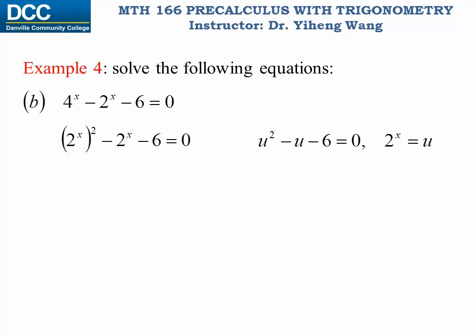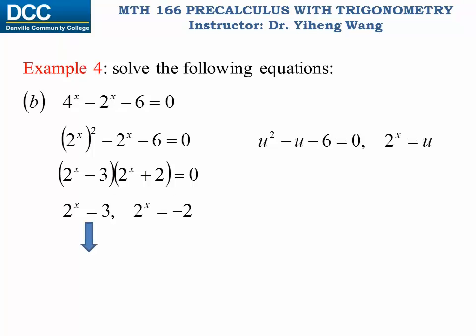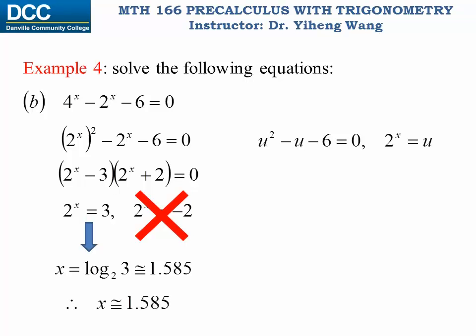So you can again factorize this quadratic equation and then solve for 2 to the power of x to be either 3 or -2. Again, your job is not done. From the first equation, rewrite this into the logarithmic form and solve for x to be approximately 1.585. The second equation is impossible. It will not yield any solution. Therefore, the only valid solution in this equation is 1.585.